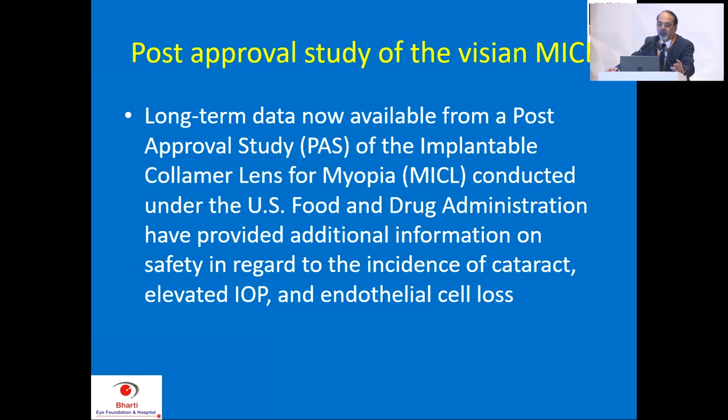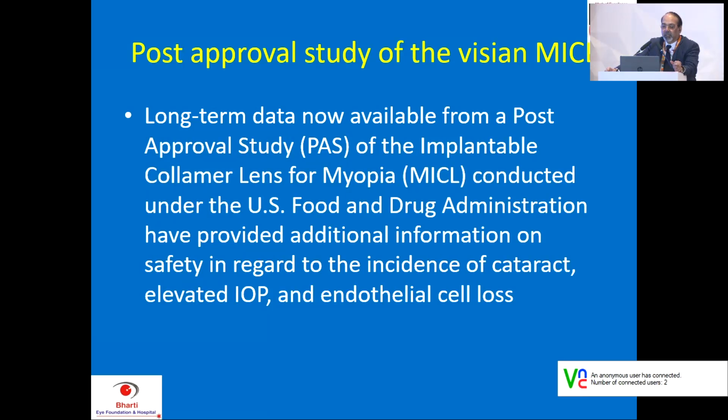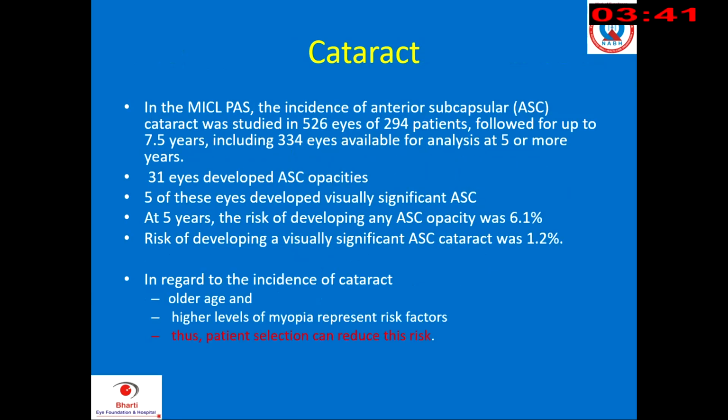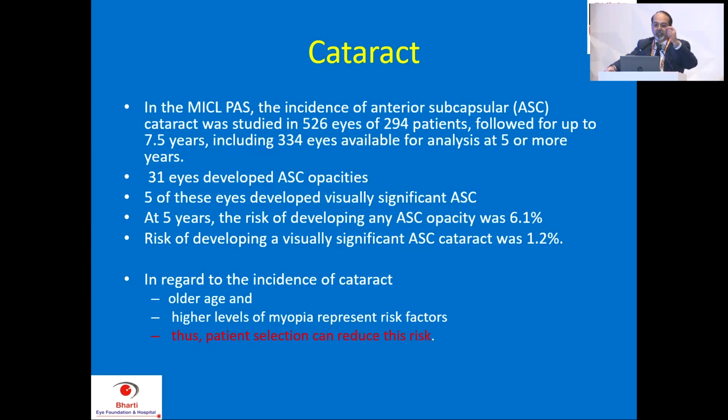Long-term data is now available from a post-approval study of the implantable collamer lens for myopia conducted under US FDA, which has provided additional information on safety and incidence of cataract, elevated IOP, and endothelial cell loss. In the EVO ICL study, the incidence of anterior subcapsular cataract was studied in 526 eyes of 294 patients, and 31 eyes out of these 526 developed ASC, and 5 of these eyes developed visually significant ASC.